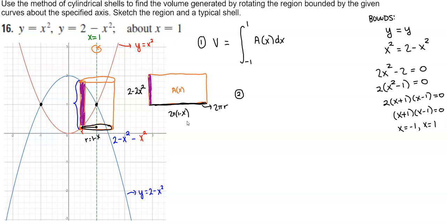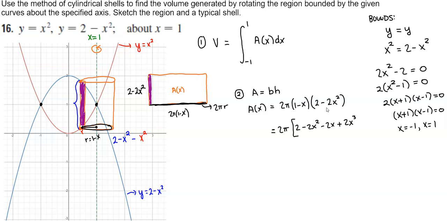If we want to find the area of this rectangle, that's going to equal the base times the height. So A of x is going to equal the base, which is 2 pi times 1 minus x, times 2 minus 2x squared. So now let's go ahead and multiply this out. We get 2 pi times, foiling this out, 1 times 2 is 2, and then minus 2x squared times 1 is minus 2x squared, minus x times 2 is minus 2x, and then this is positive 2x cubed.